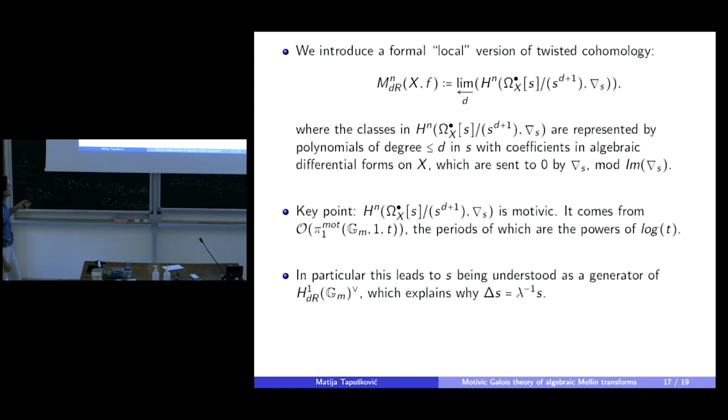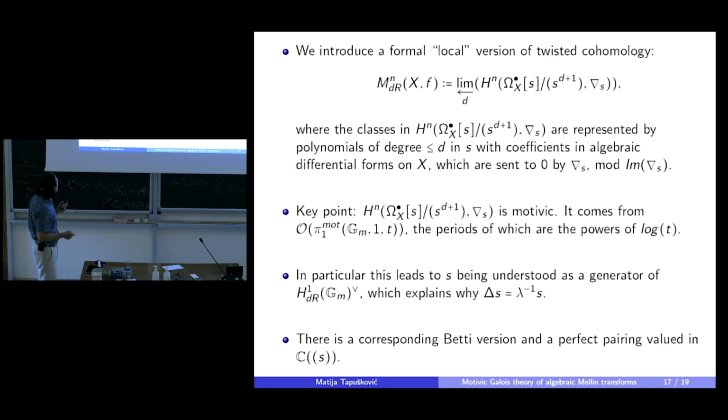And in particular, it also leads to the parameter s being understood not as something just formal. It's actually a generator of the dual of the de Rham cohomology of GM. So it's the dual of dx over x, basically, and that explains why it has to be scaled by lambda to the -1. Lambda is still the same lambda that appears in the coaction of the single zeta. There's a corresponding Betti version, and the perfect pairing is valued in Laurent series in S.